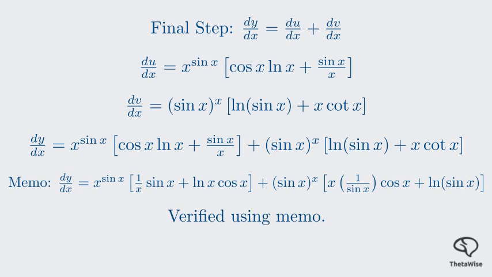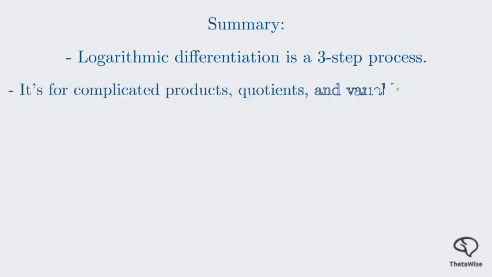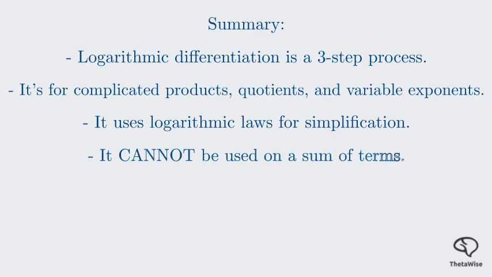We have successfully differentiated a function involving a sum of terms with variable exponents by breaking it down into separate manageable problems. Let's quickly recap what we've learned today. We've learned about logarithmic differentiation, a powerful three-step method to differentiate complex functions, especially those with variable exponents. We reviewed the crucial logarithmic laws, and most importantly, we learned that this method only works on single terms or products and quotients, not on sums or differences.